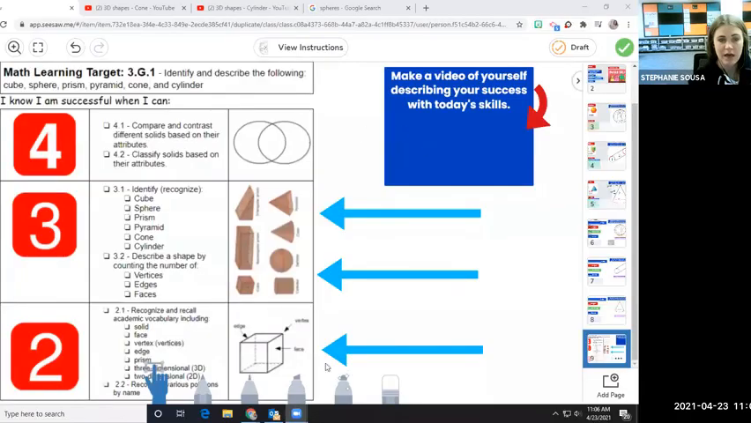All right, friends, you are going to be able to hop off a little bit early. Remember that you are also going to be doing your success criteria by making a video describing your success with today's skills. Remember, we are not going to say things like, I did this in second grade. We are not going to say things like, I worked really hard. We are not going to say things like, I took my time. We are going to talk about the vocabulary, okay? Use your vocabulary.